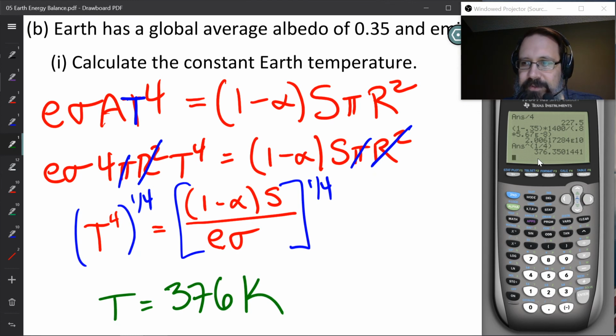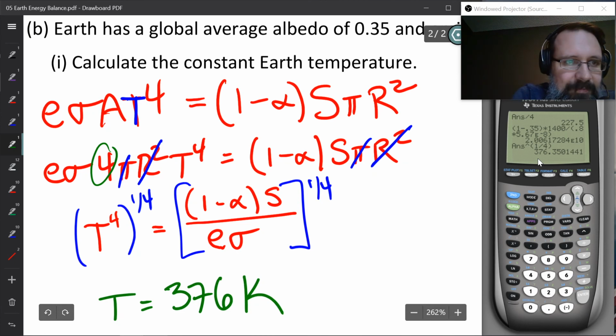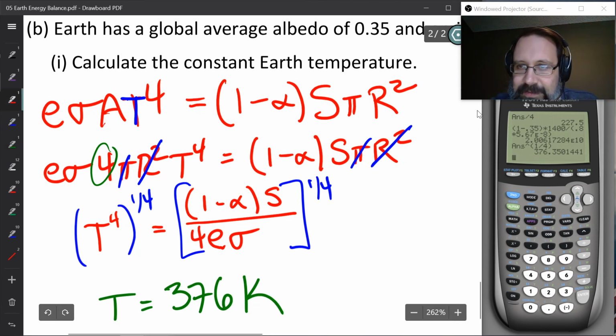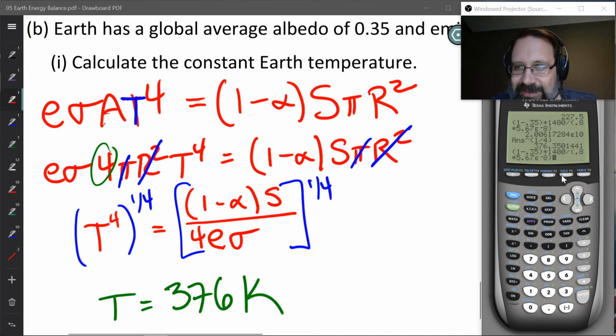Yeah, I forgot a 4 somewhere. I forgot this 4 right here. That 4 goes down here. Okay, let's see how I can fix that. Second, enter, second, enter. So I need to insert a 4 times right here.